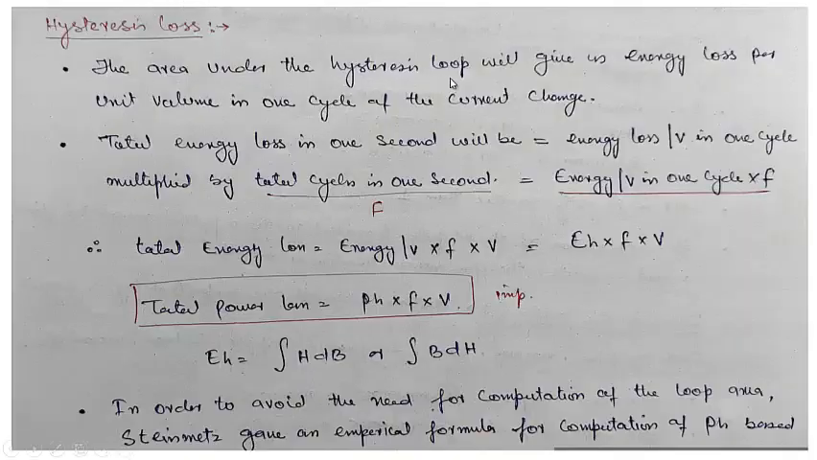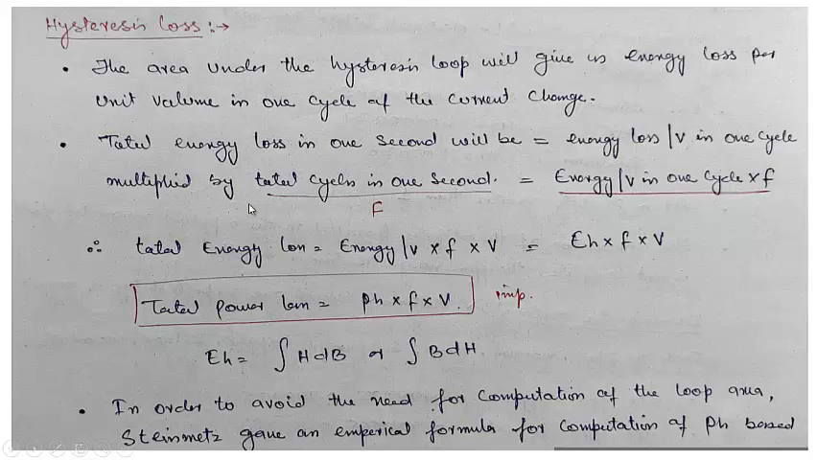So the area under the hysteresis loop will give us the energy loss per unit volume, that is the energy density, in one cycle of the current change. So when current changes or H changes in one cycle, there will be one hysteresis loop and it will result in the energy loss. The total energy loss in 1 second will be energy loss per unit volume in 1 cycle multiplied by the total cycles in 1 second.